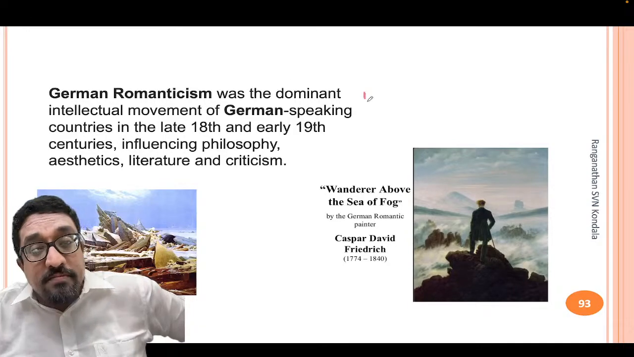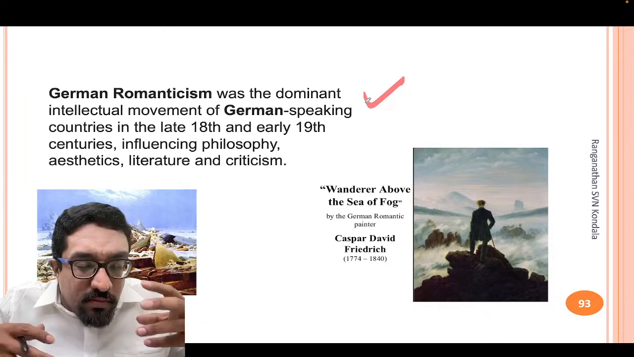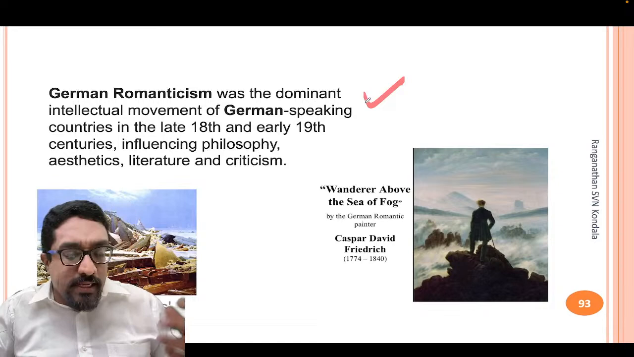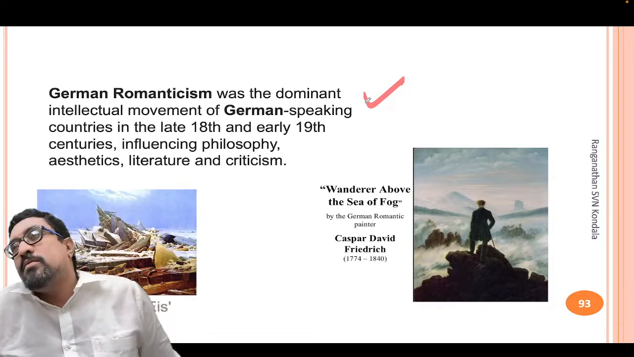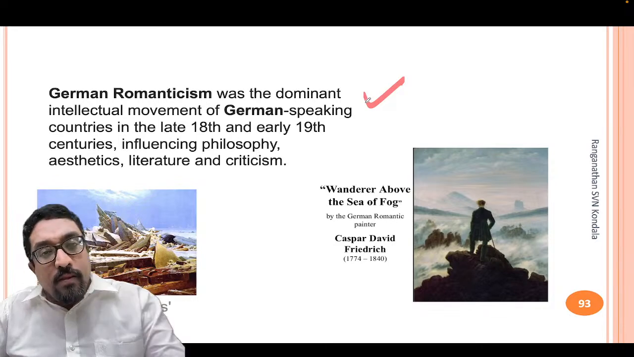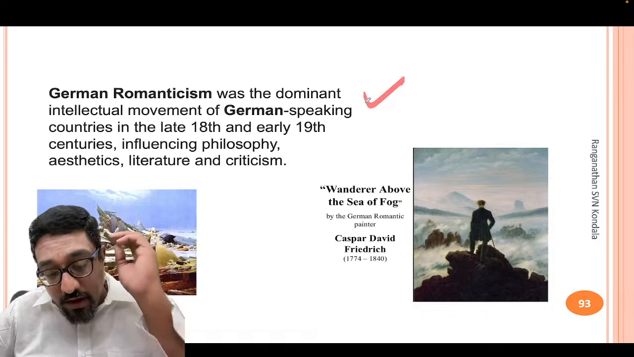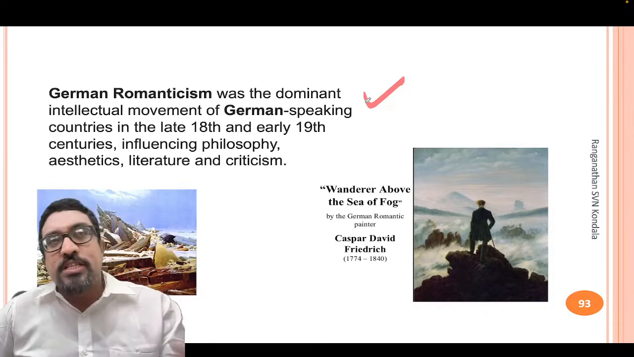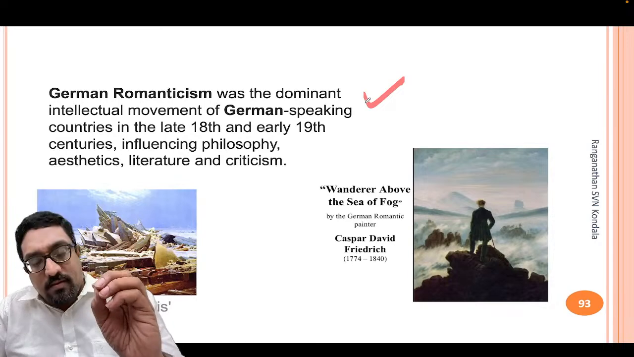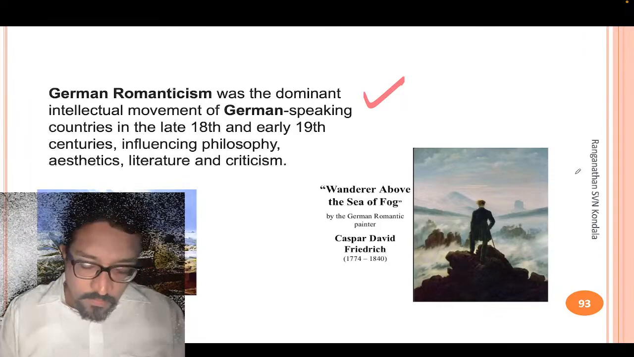German romanticism. And here, in romanticism only, they started writing these great songs. Deutschland über alles, or Germany above all, and Wanderer above the Sea of Fog, a painting by Caspar David Friedrich. You understand, Germans have this inherent idea that they are actually perfect by birth, perfection by birth.